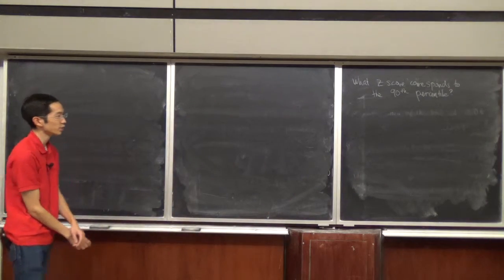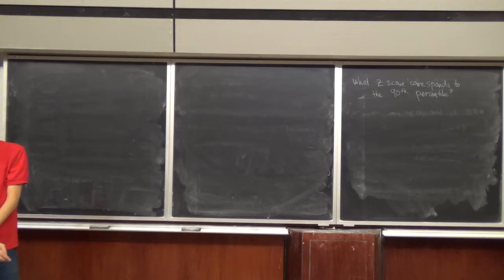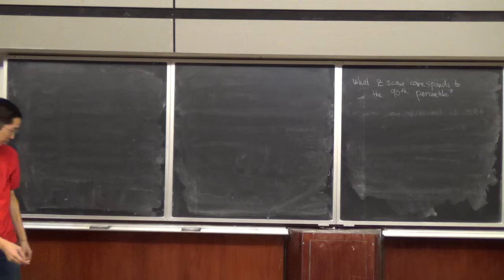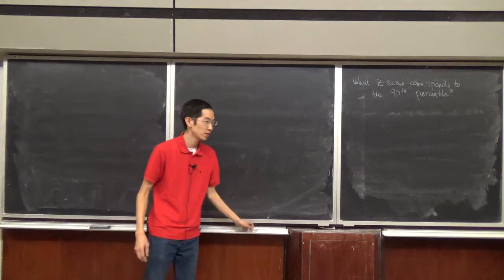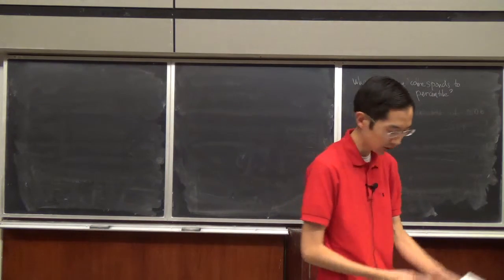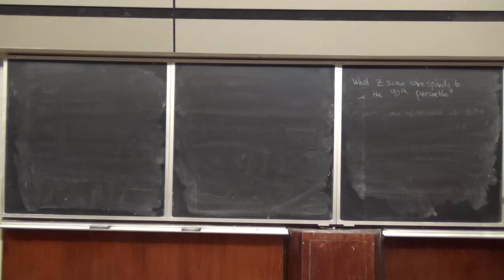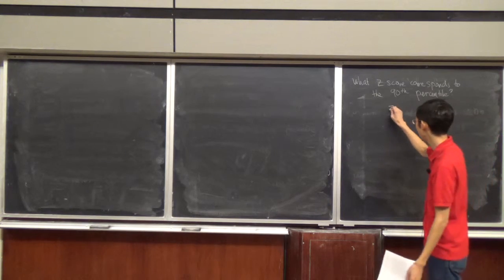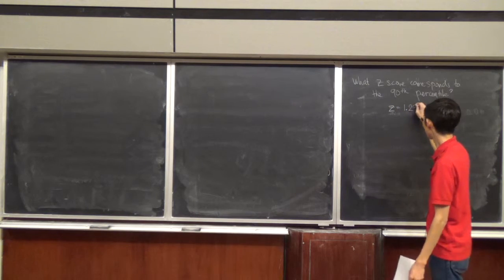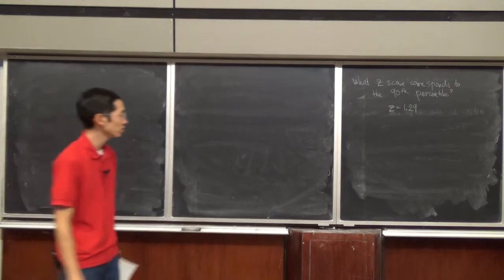Alright, so who thinks they have an answer for what z-score corresponds to the 90th percentile? Okay, somebody else. What z-score corresponds to the 90th percentile, or something very close to it? What do we have? Okay, I say 1.28 is closer, but 1.29 is acceptable. All right, so how am I getting 1.29?